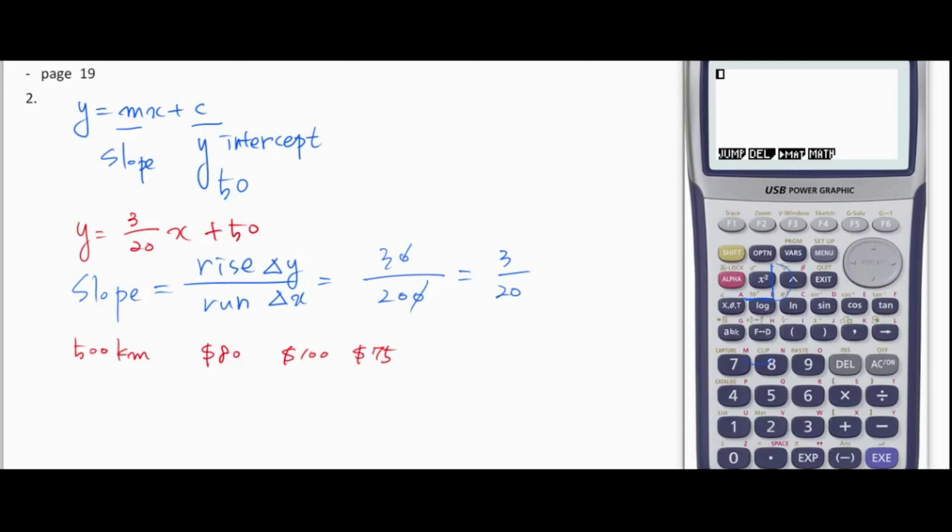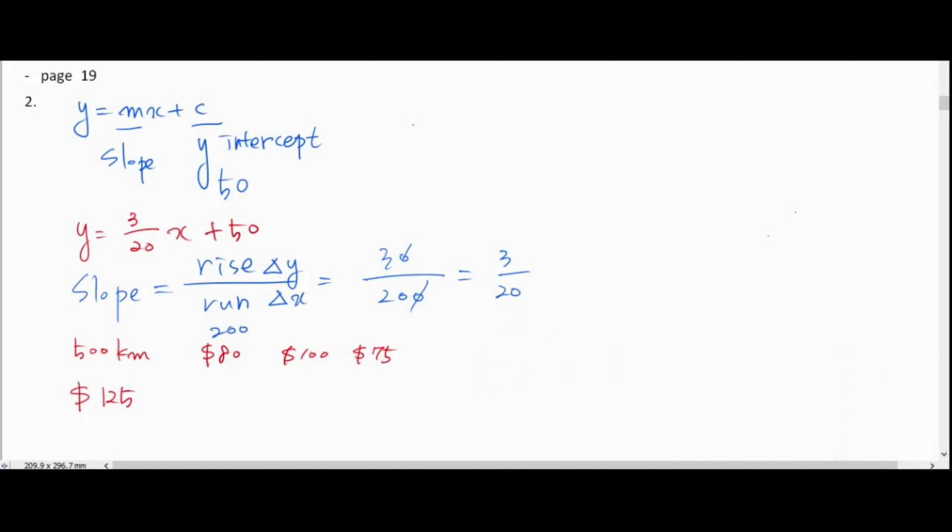And for A, it asks us how much it costs to ride 500 kilometers. Right here, the x will be the distance and y will be the cost. So let's calculate this. 3 over 20 multiplied by 500 plus 50. And this equals 125. At first, we said that it was $120, but right here it says that it's $125. So like this, what we did by our eyes and what we did by equation has a difference.